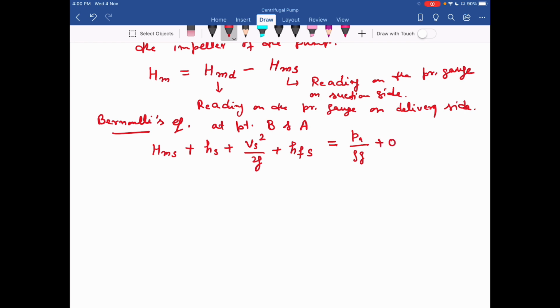The dimension of my sump is very, very large, so its velocity in the downward direction at level A is almost 0. So I can write that velocity head as 0. Now I again apply Bernoulli's equation at point B dash and point C.